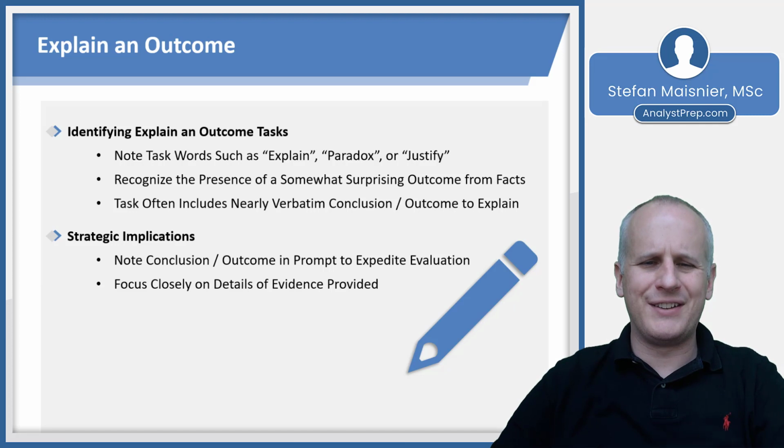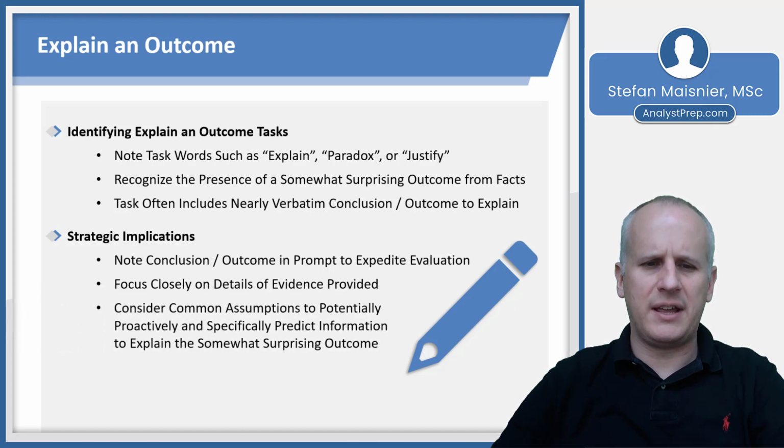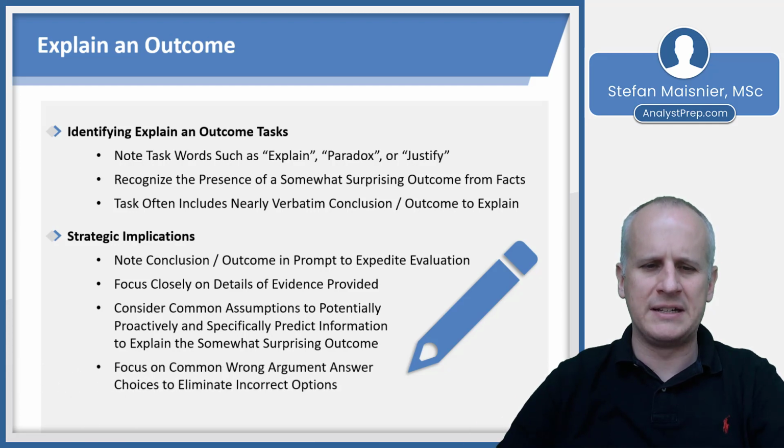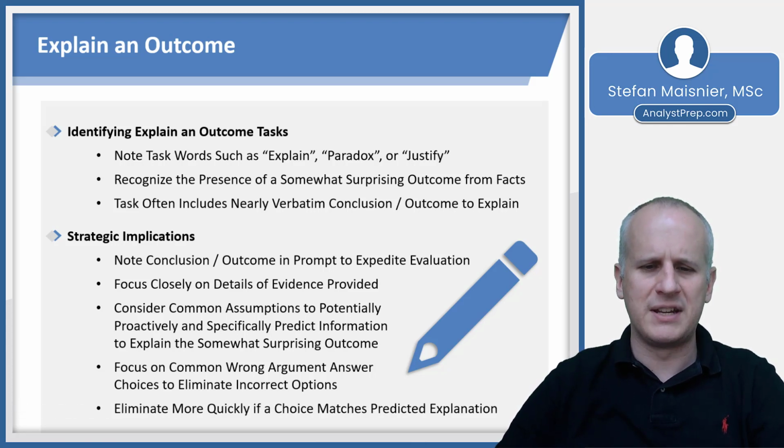You'll want to focus closely on the details of the evidence that's provided, and that's to help you consider common assumptions to possibly proactively and specifically predict what kind of information might be coming from the correct answer choice to help to explain that somewhat surprising outcome that the prompt provided. You'll want to focus, of course, on our common wrong argument answer choices to eliminate incorrect options. There'll be a slight variation on it for this specific task, but they're still going to be the same categorical incorrect options.